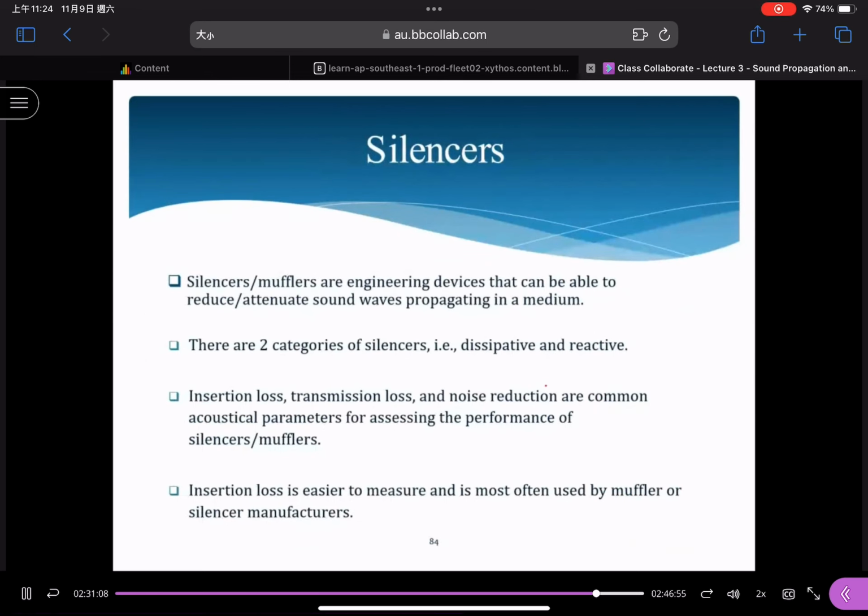Okay, silencers. Silencers are engineering devices. We can make use of them to reduce the noise level, sometimes when we want to allow the passage of airflow but control the noise effects. For example, if we want to build up an industrial area, we may make use of silencers. There are 3 terms here: insertion loss, transmission loss, and noise reduction. I will explain them one by one.